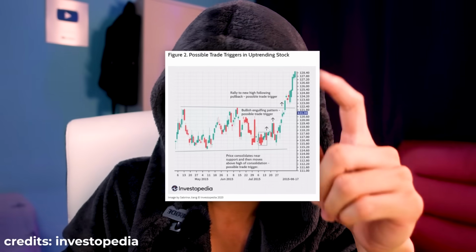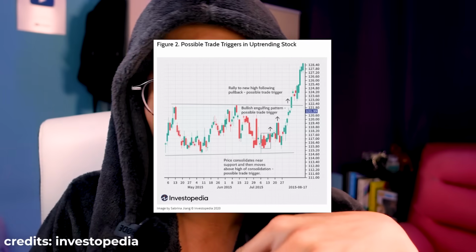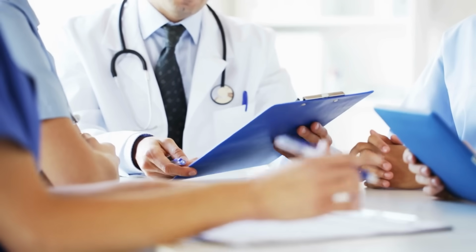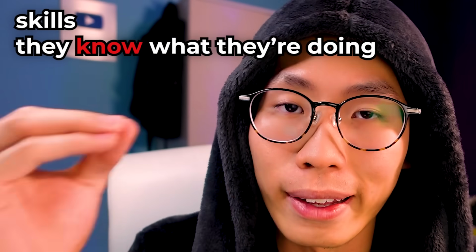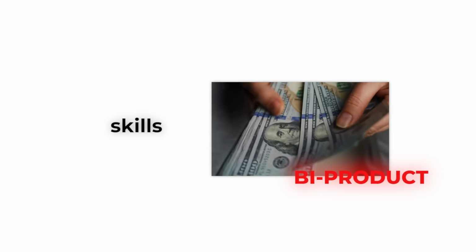So once you have enough experience, trading actually becomes like a second nature, like a muscle memory. Oh, I've seen this setup before. I know how to trade this setup because I've seen this same setup 1,000 times. Look at lawyers, doctors, professional athletes. Why do they get paid so much money? Because they have skills and they know what they are doing. So if you want to build your trading account, you have to start by building your trading skills. Money will come as a byproduct.